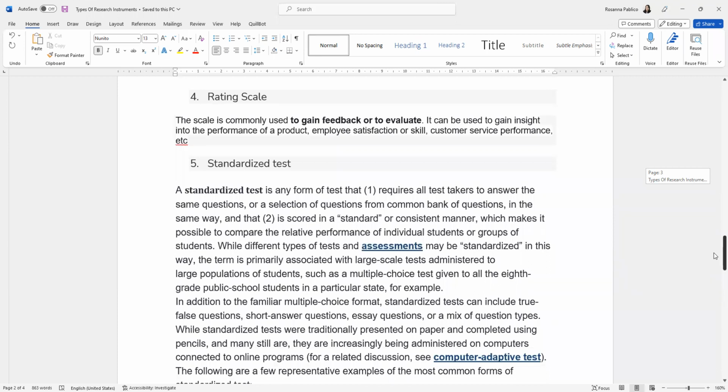Standardized test is any form of test that requires all test takers to answer the same questions or a selection of questions from common bank of questions. Okay. So if your instrument is a standardized test, usually tinatanong dyan yung reliability and validity ng test mo. At saka angkop ba siya sa population mo or sa respondents mo, na angkop ba yung ginagamit mong standardized test.